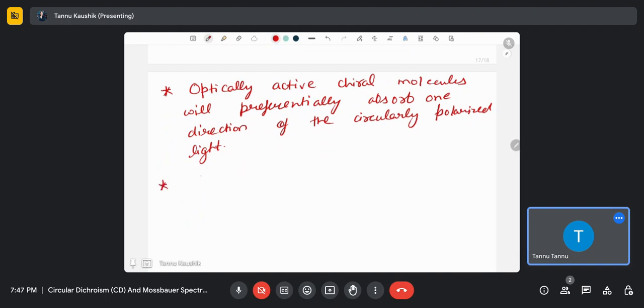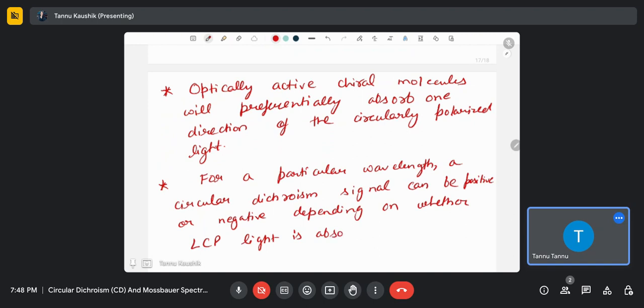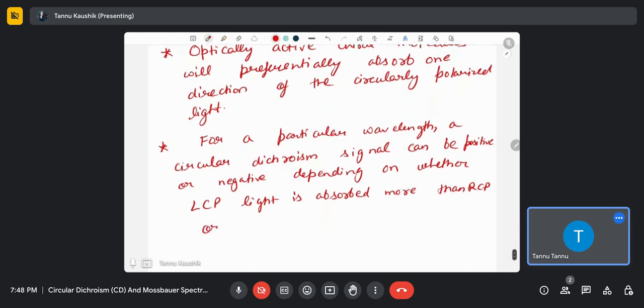So for a particular wavelength, a circular dichroism signal can be positive or negative, depending on whether left circularly polarized light is absorbed more than right circularly polarized light, or less.